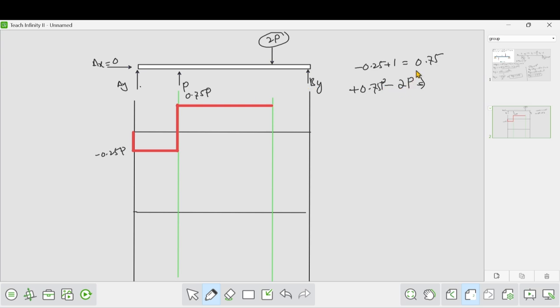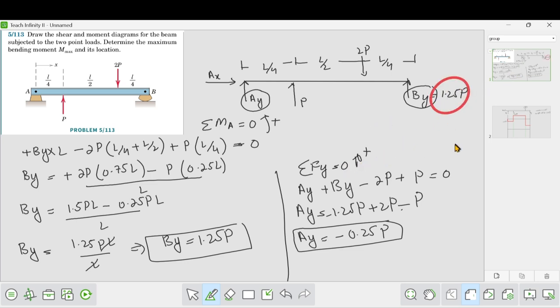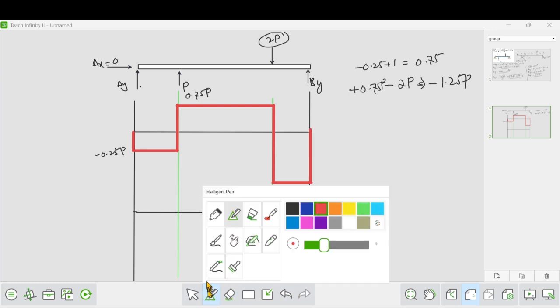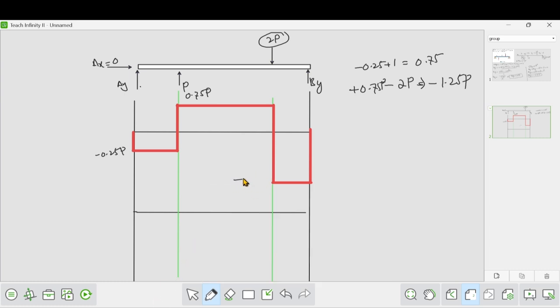So 0.75 minus 2 is negative 1.25P. So this will be negative 1.25P up to this by. So By value we have found it positive 1.25. Okay, so positive 1.25, this will be completed. So this is negative 1.25 and this By is positive 1.25.